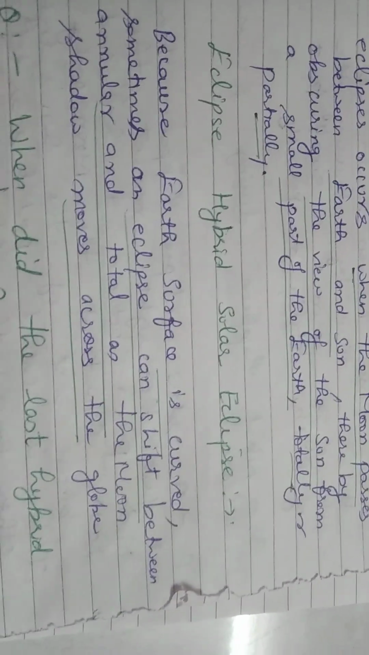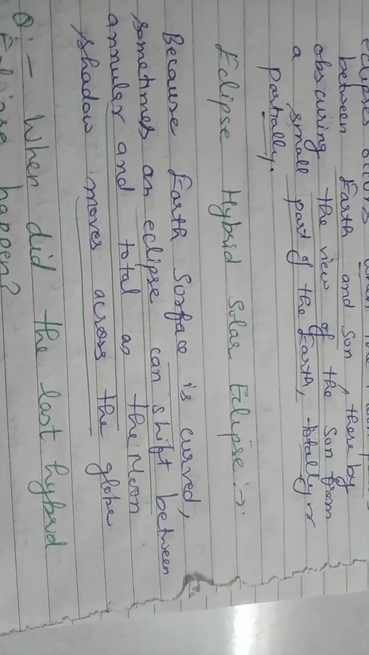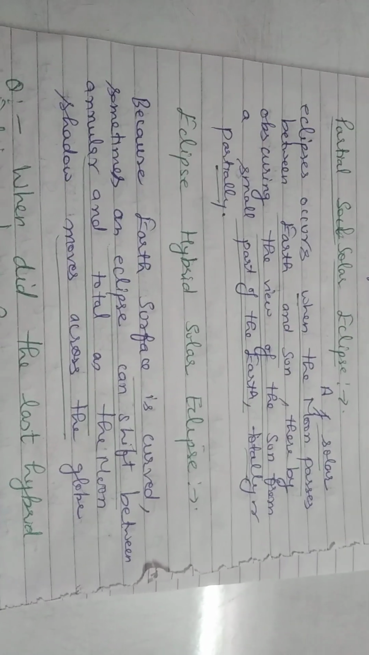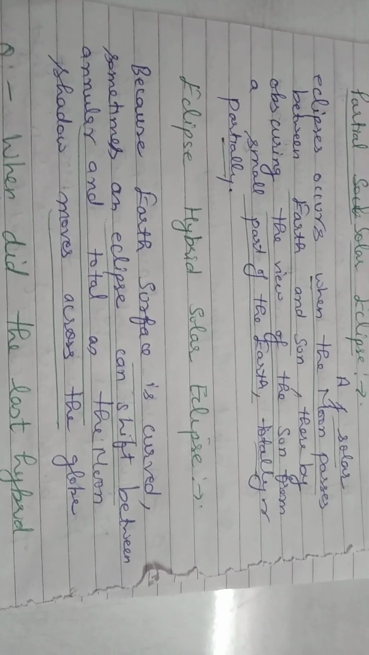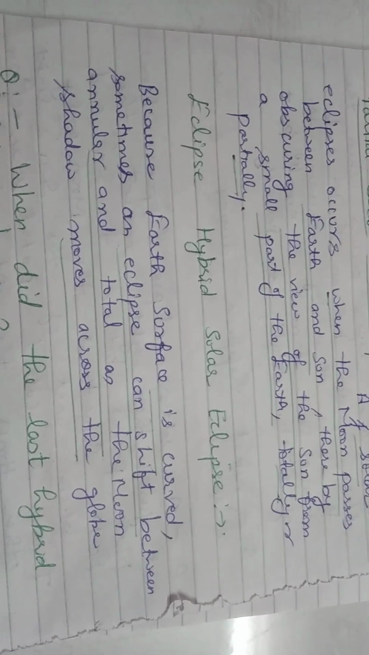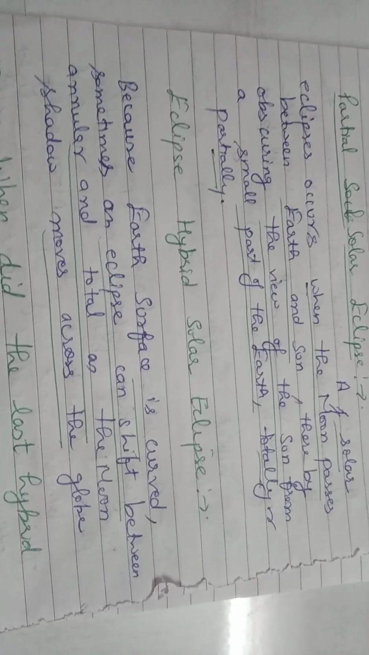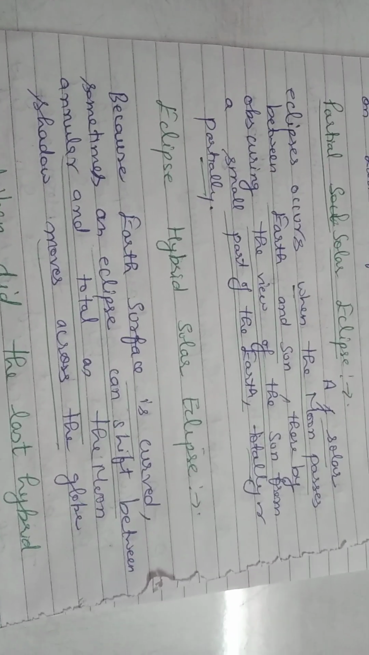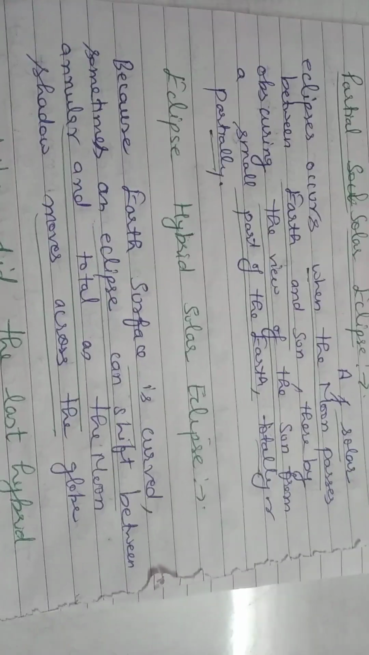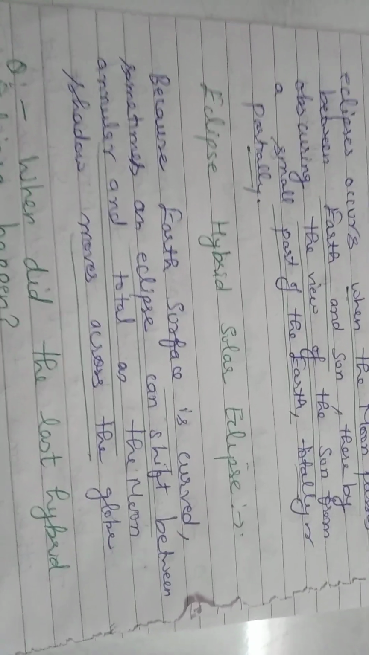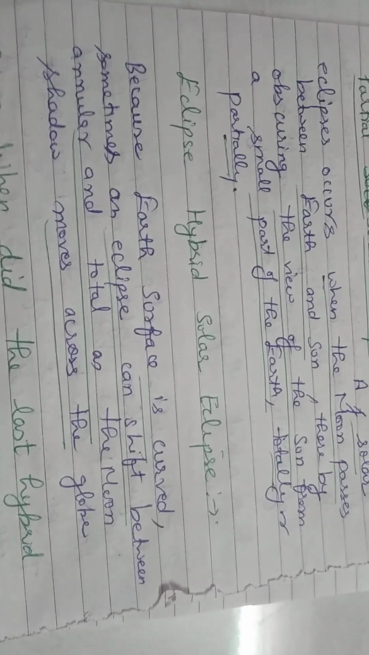Hybrid solar eclipse. Because the earth's surface is curved, sometimes an eclipse can shift between annular and total as the moon's shadow moves across the globe. So it is a hybrid solar eclipse.